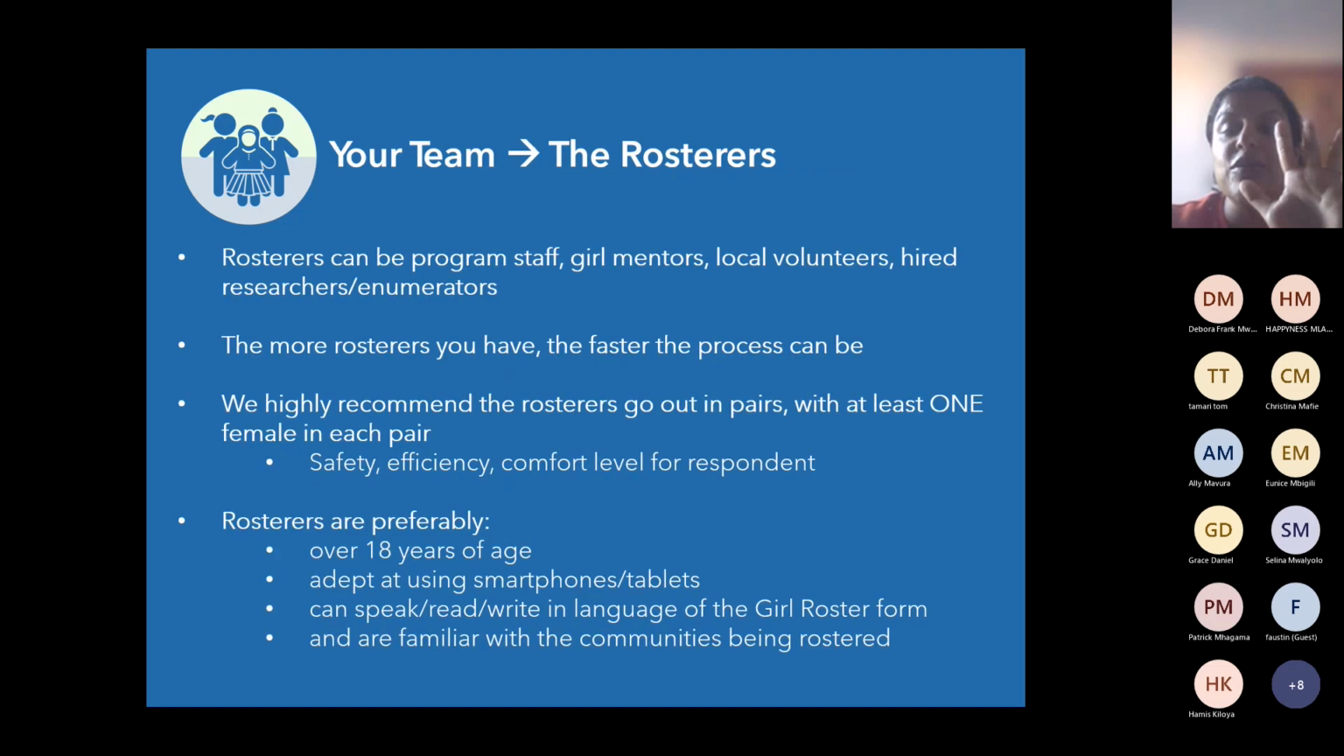So your team, or what we call the rosters, it sounds like you want them to be peer educators, but in general, it can be program staff, girl mentors, local volunteers. Some people have hired researchers or enumerators from a company. The more rosters you have, the more people you have to do this, the faster the process can be. And I will say the faster it is in general, the cheaper it is, especially if the people that are rostering are not expecting to be paid.